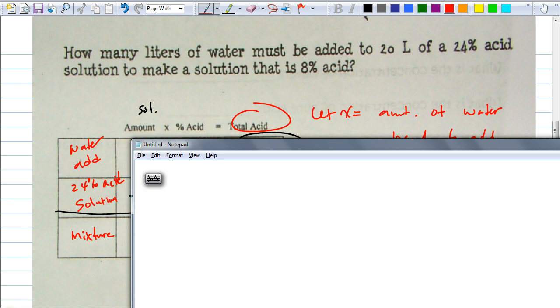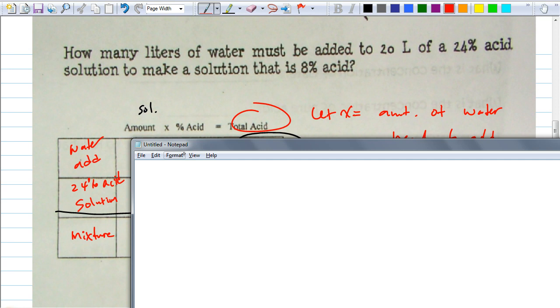Now, how much solution are we starting off with? In other words, when it says solution amount, I'm writing down how much. Yes, 20. No, that's not the amount of the solution. That's the percent of acid. But how much solution do we have, Shirok? For the 24% acid solution, how much do we have? 20 liters. That's what goes there.